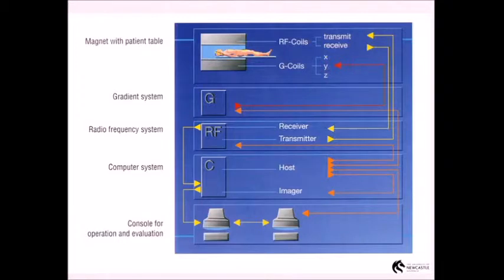So we're talking about gradient fields superimposed over that. We're talking about a radio frequency system which transmits RF, which allows us to do flipping of net protons into the transverse plane. And we're talking about a computer system which controls the gradient system and the radio frequency system. Remember I showed you the page where the radiographer sits and has control over things like TE, TR, the matrix size. So that's where I'm talking about the computer system and the console.